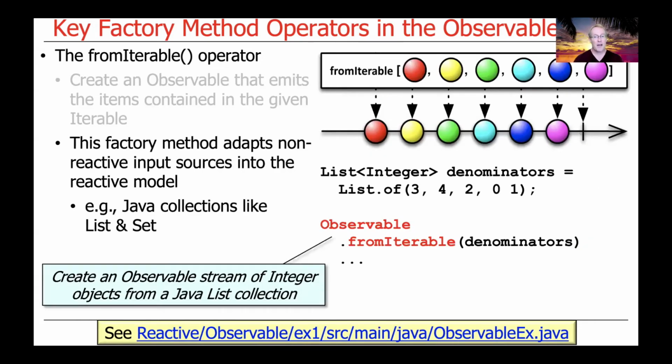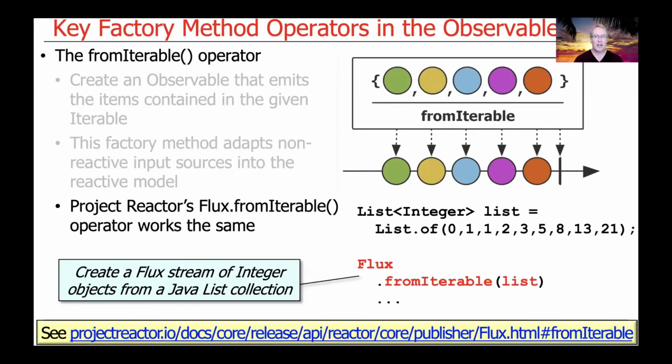This factory method operator adapts non-reactive input sources into the reactive model. It's typically used with things like Java collections, such as list or set, and so on. This example, which again we'll look at in the case study at the end of this lesson, creates an observable stream of integer objects from a Java list collection. Project Reactor has a Flux fromIterable operator that works the same way as the RxJava operator. Here we're using Flux.fromIterable to create a Flux stream of integer objects from a Java list collection.